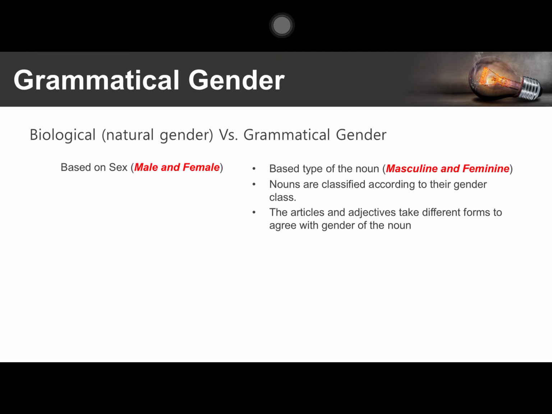It is important to distinguish between two types of gender: the biological gender, also called the natural gender, and the grammatical gender. Whereas the natural gender is based on sex, whether male or female, the grammatical gender is based on the type of noun, masculine or feminine. Nouns are classified according to their gender class. The articles and adjectives take different forms to agree with the gender of the noun.